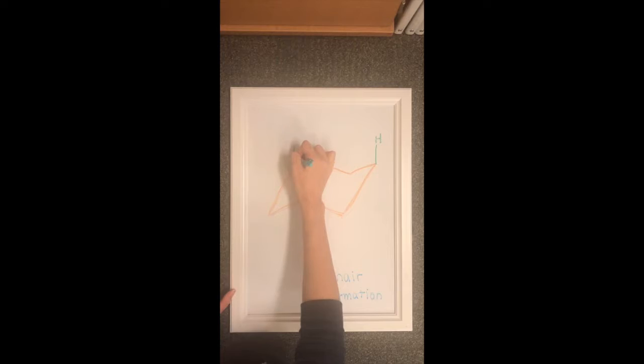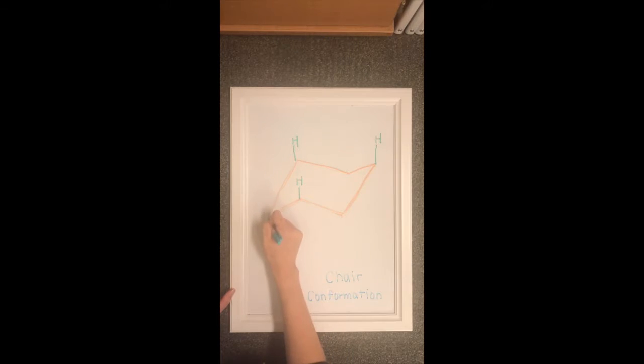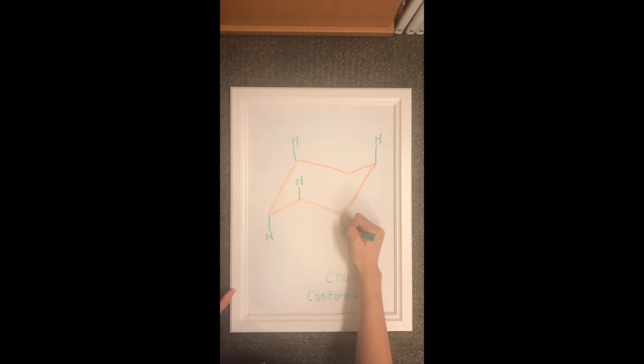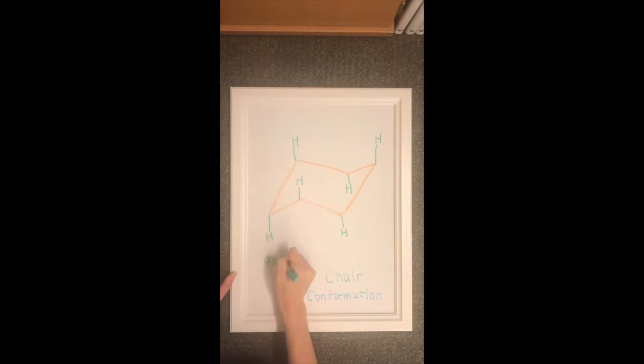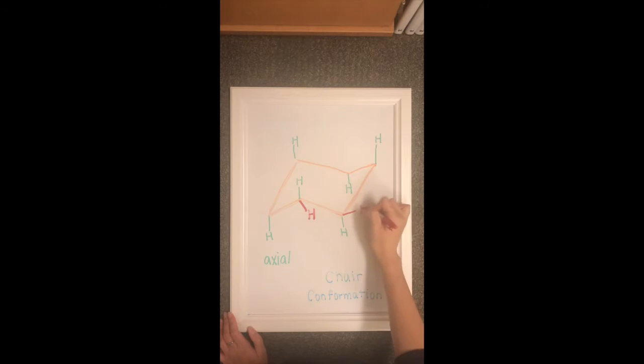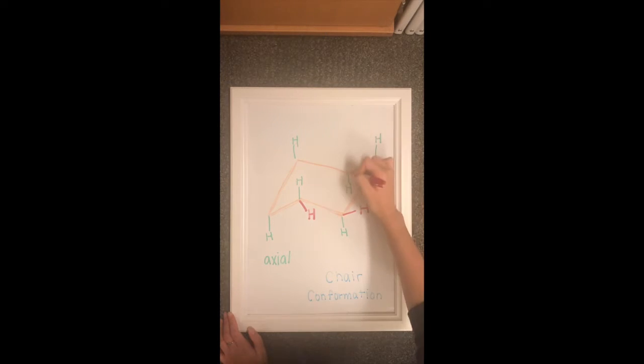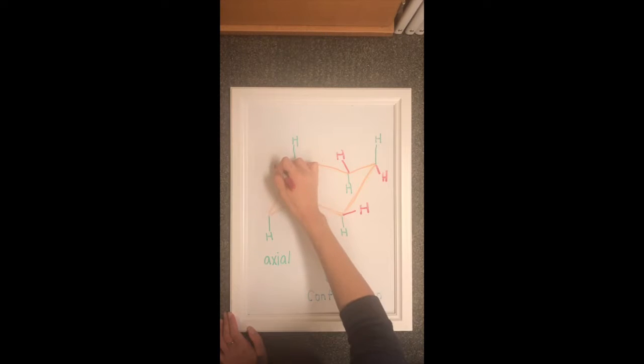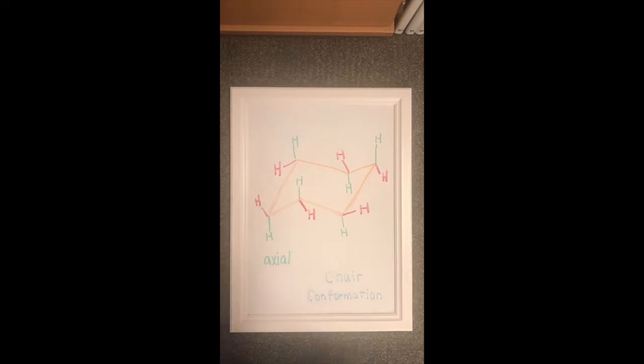To start looking at the chair conformation, I'm going to add all of the hydrogens to the model. As shown, there are two different ways that hydrogens or other molecules can attach to each individual carbon. The hydrogens drawn in green are axial hydrogens. You can tell because they point straight up and down in the drawing. The hydrogens drawn in pink are called equatorial hydrogens, and they sort of point outwards.